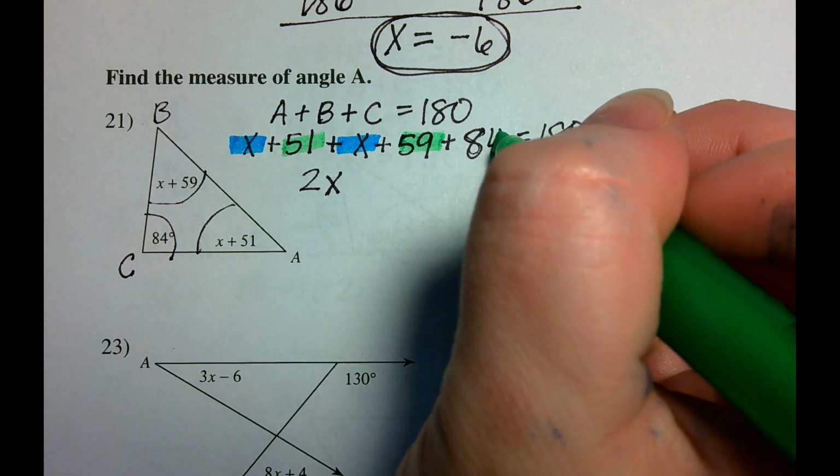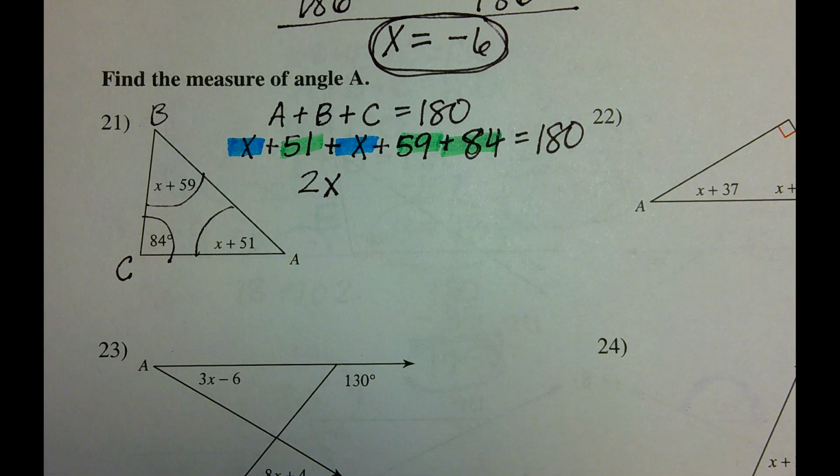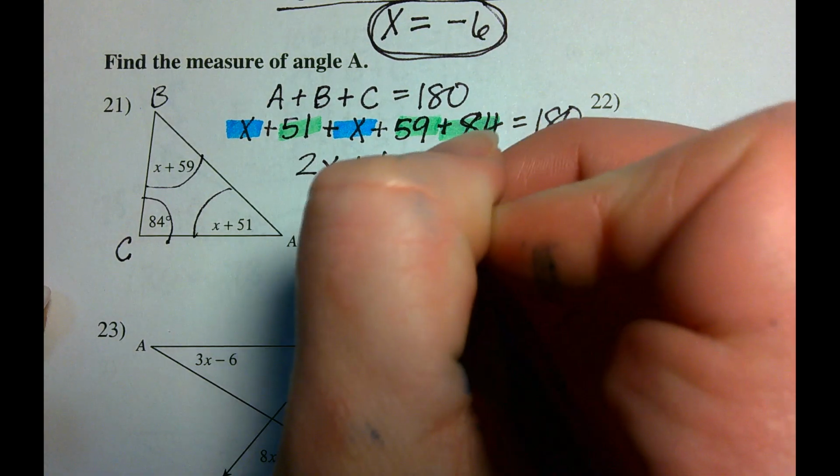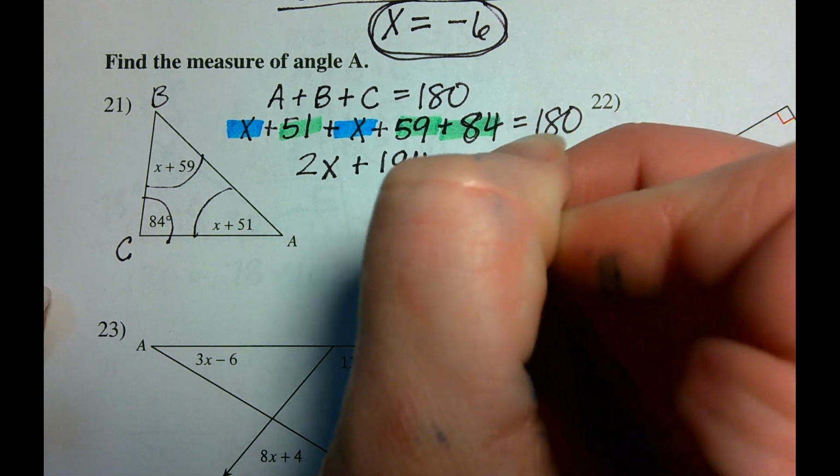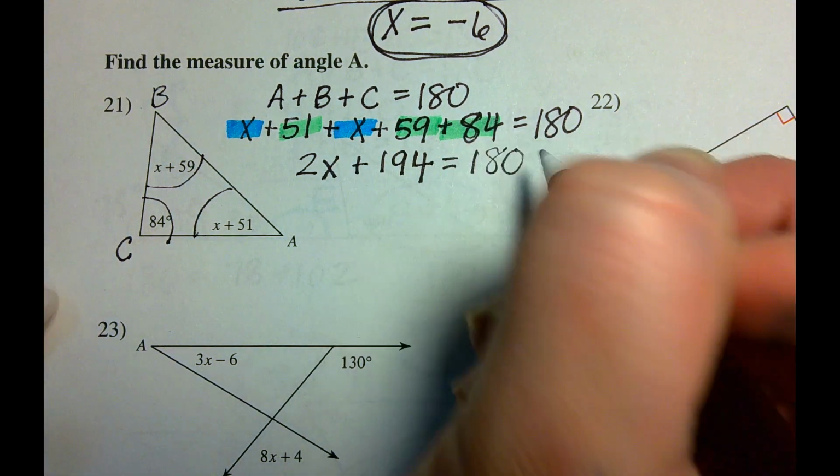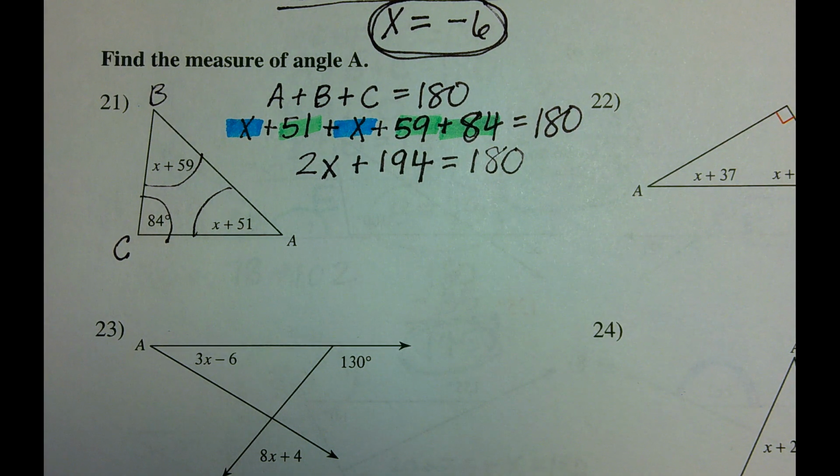I've got 51, 59, 84. And that gives us 194. Okay, perfect. Plus 194 equals 180. That looks much more manageable, huh? That's a little bit easier. So where do we go from here?